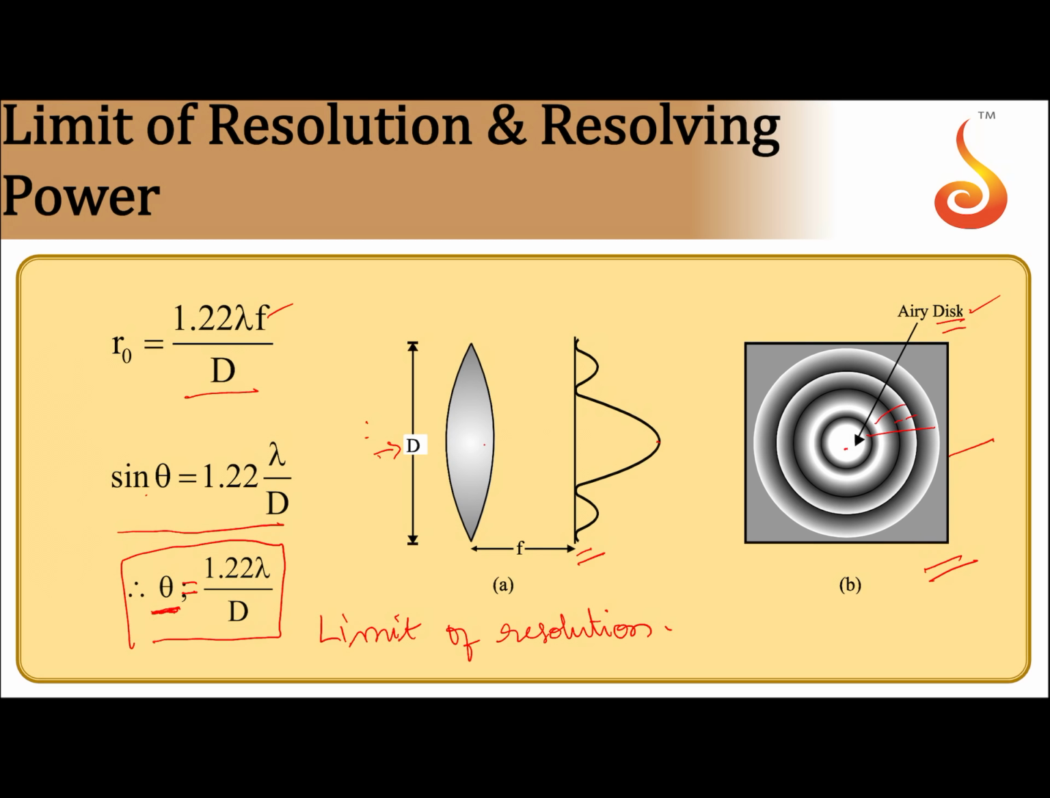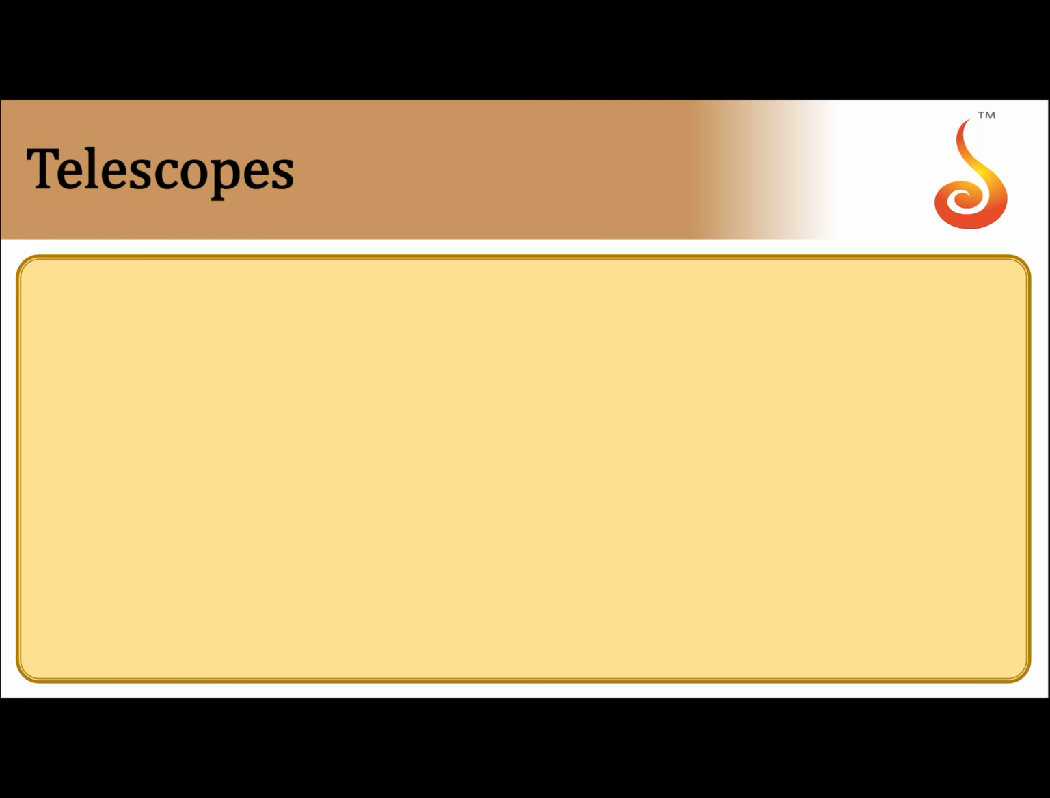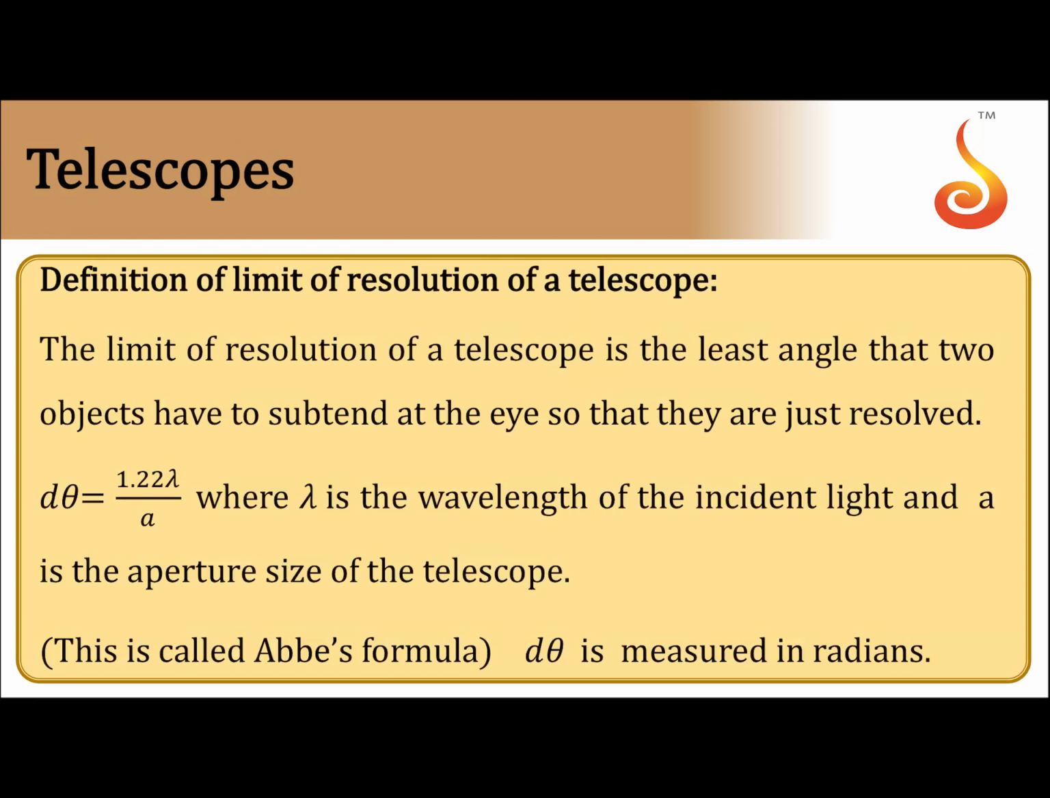The angle made by two objects at the eye, if it is greater than this, we will be able to see the two objects clearly. This is called the limit of resolution. Notice that it is an angle. Now this concept can be used to understand the limit of resolution and resolving power of a telescope.